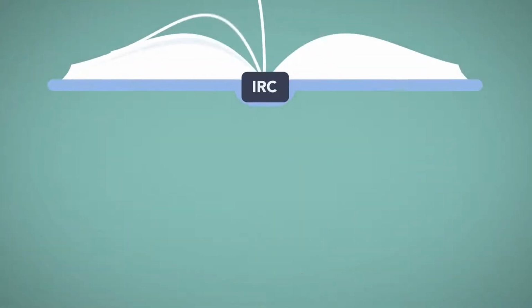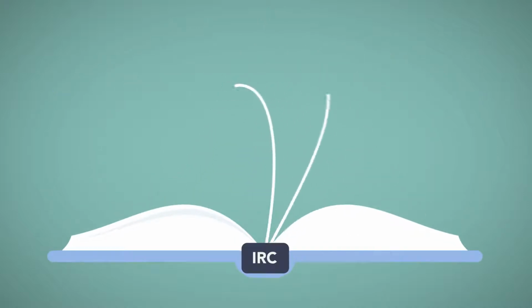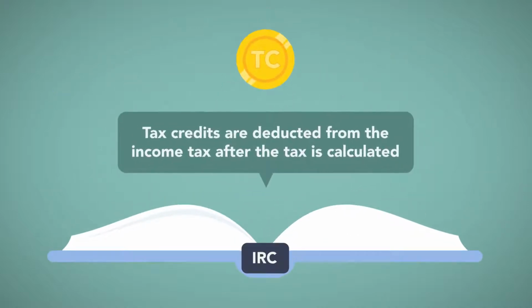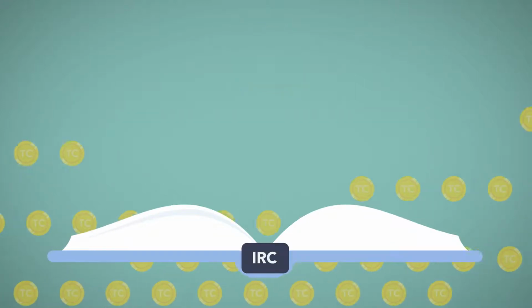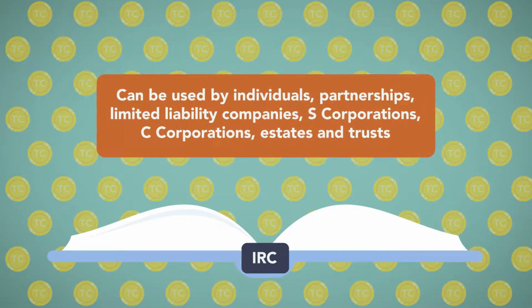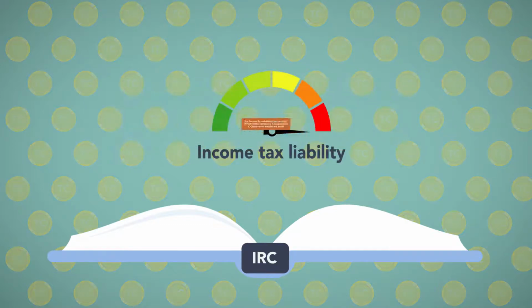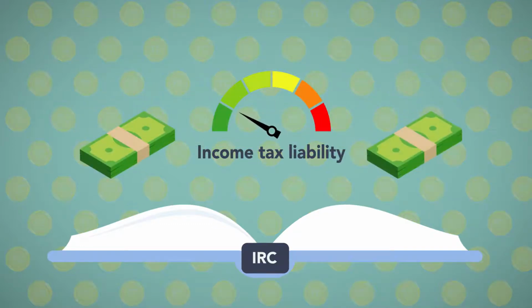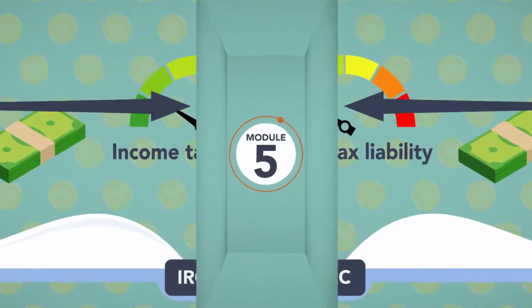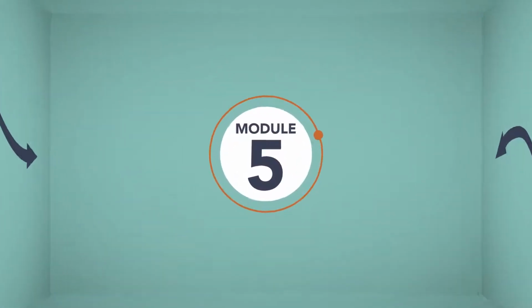Each type of tax credit is listed in the Internal Revenue Code. Tax credits are deducted from income tax after tax is calculated. There are currently more than 60 taxpayer credits that can be used by individuals, partnerships, limited liability companies, S corporations, C corporations, estates, and trusts to reduce federal income tax liability on a dollar-for-dollar basis. This module provides an overview of the most commonly used tax credits.